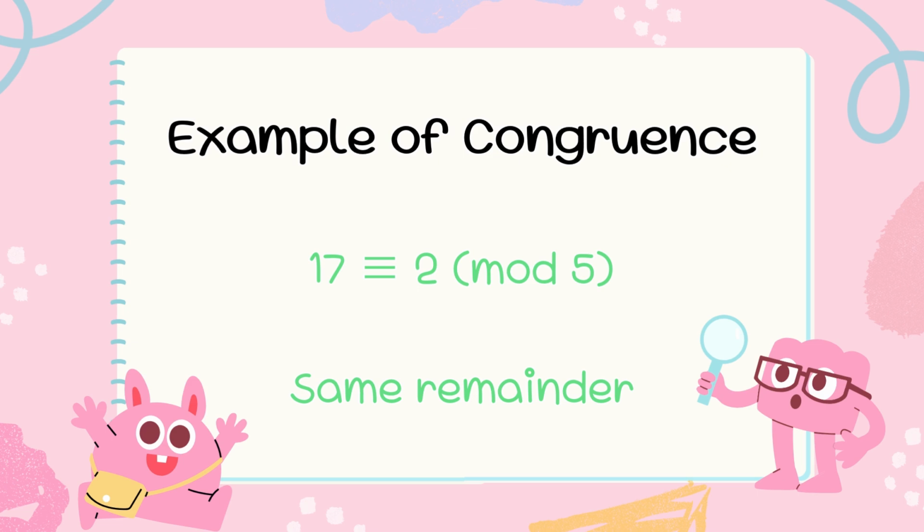Example of congruence. For example, 17 is congruent to 2 modulo 5. When we divide 17 by 5, the remainder is 2. When we divide 2 by 5, the remainder is also 2. So 17 is congruent to 2 modulo 5.